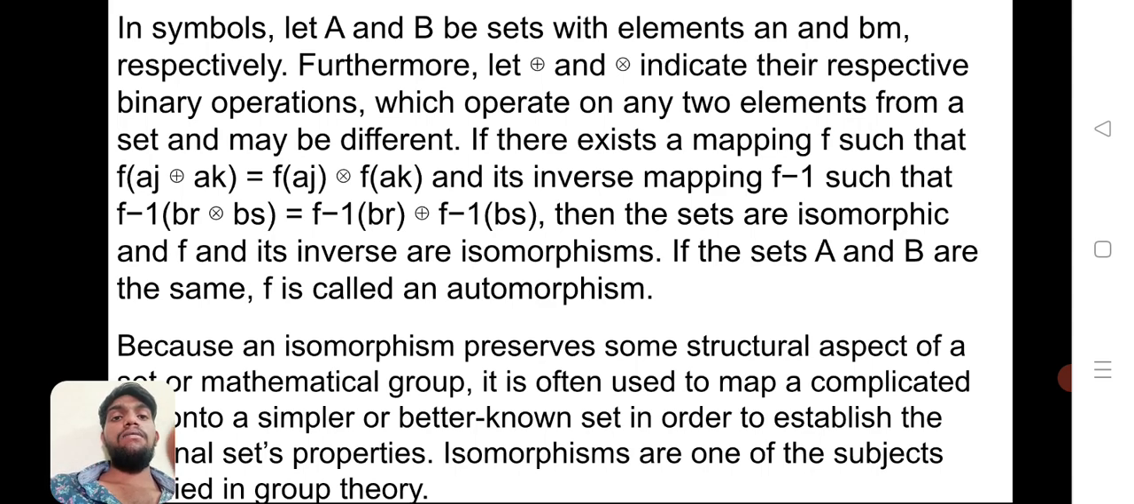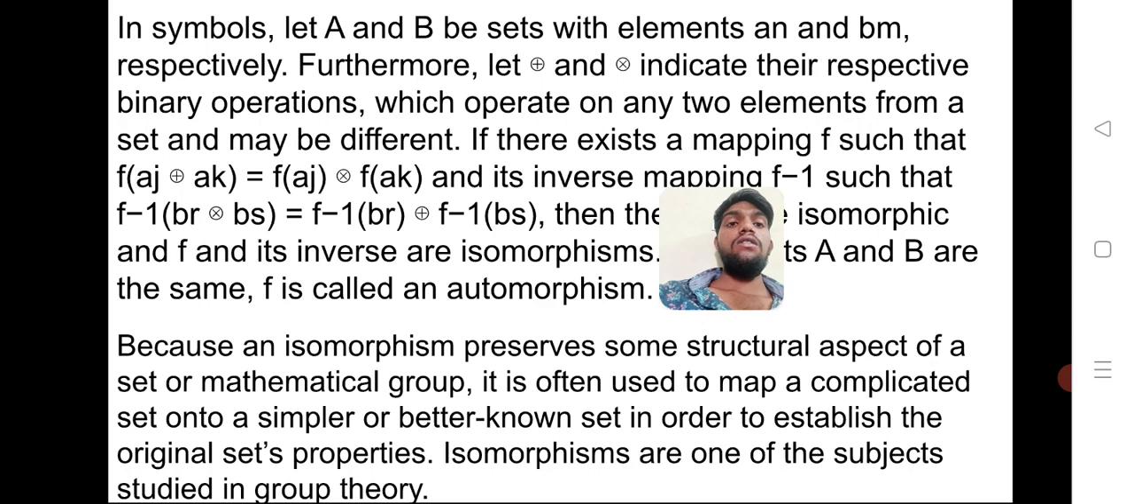Because an isomorphism preserves some structural aspect of a set or mathematical group, it is often used to map a complicated set onto a simpler or better known set in order to establish the original set's properties. Isomorphisms are one of the subjects studied in group theory.